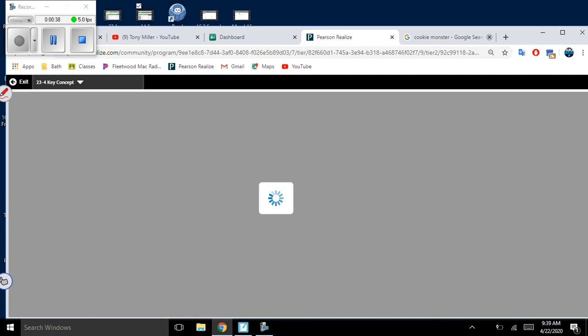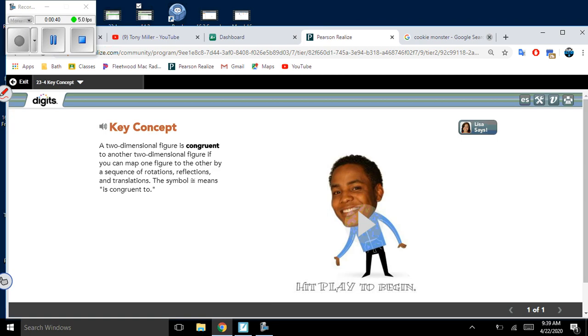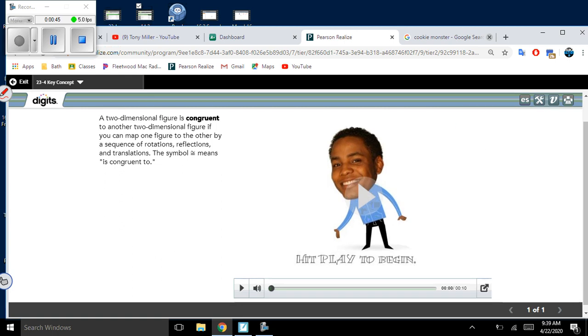Here on exactly what we're talking about when we talk about two-dimensional figures being congruent to each other. It means they're the same shape, same size, and they're talking about mapping them to each other. Here is the symbol you're going to need to be aware of. That symbol right there, an equal sign with basically a piece of lasagna on top of it. Looks like it basically means congruent to.